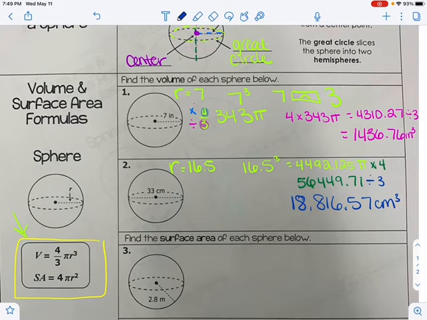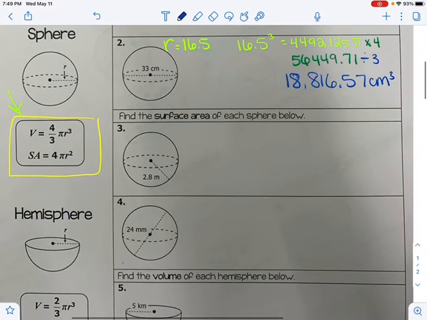So that's 2 volume questions. I'm going to also do 2 surface area questions. Again, first thing you always want to do, just identify your radius. In 3, looks like the radius is 2.8. In 4, the radius is 12. Okay. Surface area is much easier. It's the area of a circle times 4. Area of a circle, always start by squaring your radius. In this case, for 2.8, you get 7.84.